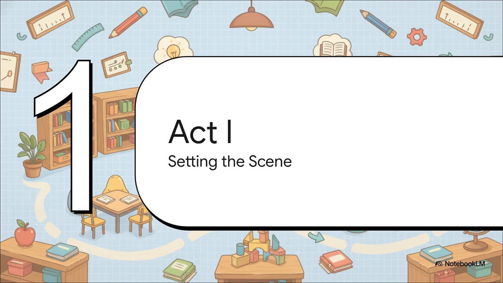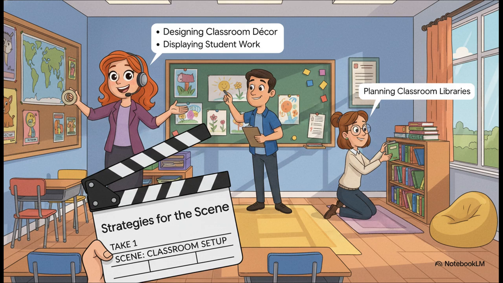This is all about the vibe of your classroom, the visuals, the atmosphere, what you and your students see and feel the second you walk in the door. In this first act, we're really focusing on the set design itself. We're going to cover 3 main things: designing the decor to set the right mood, displaying student work like it's featured art, and planning out your classroom library. This is the backdrop for your entire production.